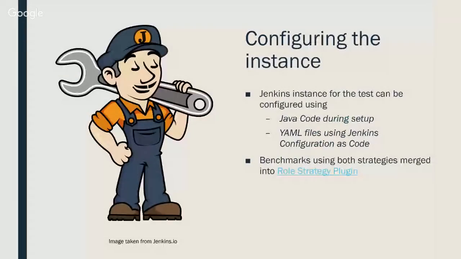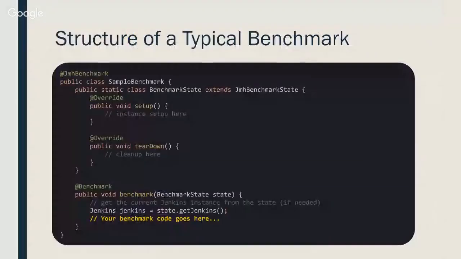Now, to configure the instance, we can either use Java code, as in the functions inside your plugin or the Jenkins code itself, or we can use Jenkins Configuration as Code. Both of these are there in the Role Strategy plugin now. And so how does a benchmark look like here?